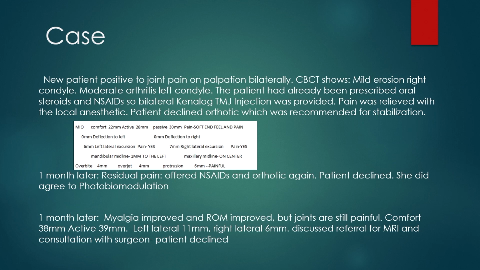Another case for you guys: I had a patient that came in with joint pain bilaterally, mild erosion of the right condyle, and moderate arthritis on the left. She had been prescribed steroids and NSAIDs. We ended up doing bilateral Kenalog injections. I'm giving you a shorter history on this one. Pain was relieved. She declined an orthotic. A month later, she returned.